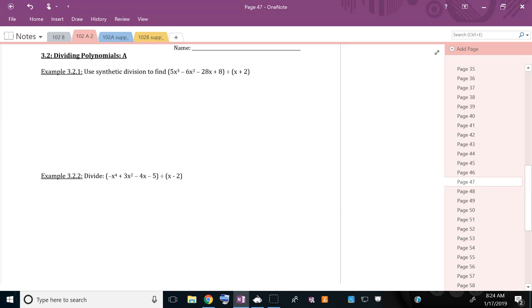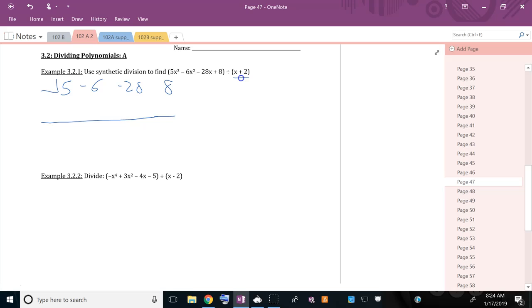x plus 2. So to set up synthetic division, I'm going to put a little half box and then a line and leave some space in between. Now, to the right of the box, I'm going to put the coefficients from the dividend, the thing being divided. So I put 5, negative 6, negative 28, and positive 8. Make sure to have those negative signs.